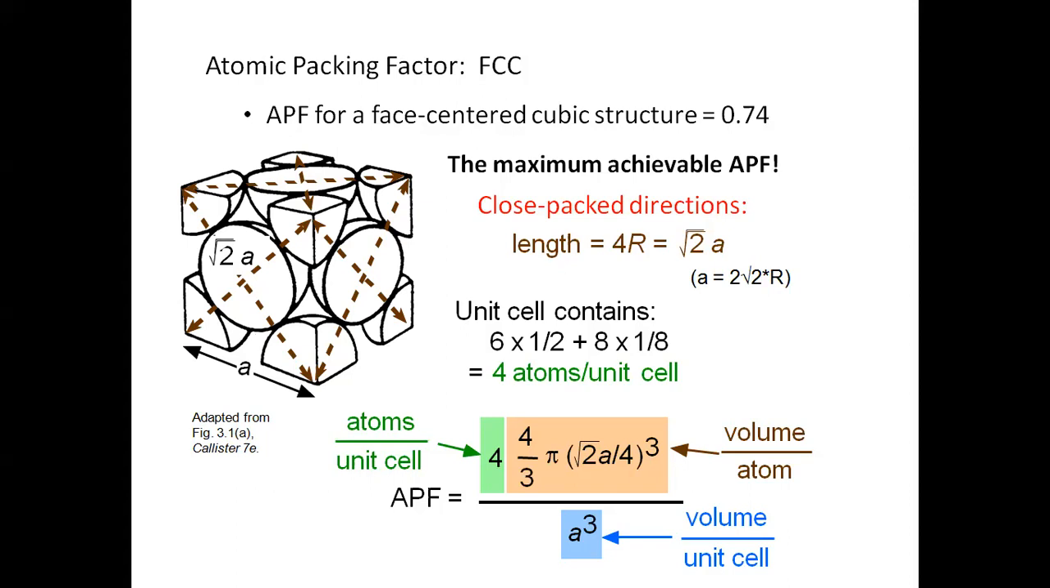Okay, then from there, when you solve for the APF, you find that your answer is 0.74. 0.74 is our answer there. So again, this would be 4 times 4, 16, over 3, 5 R squared, isn't it? If you want to use R, you can use R.